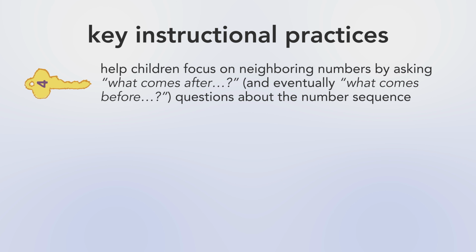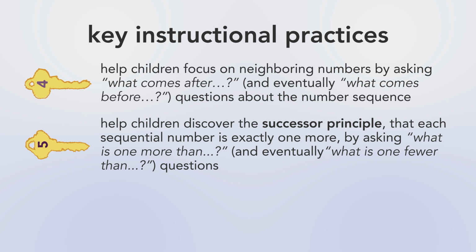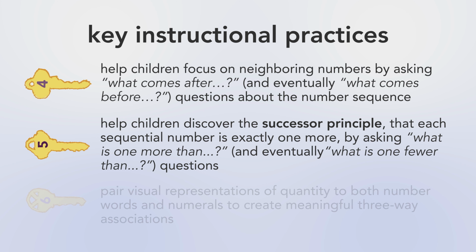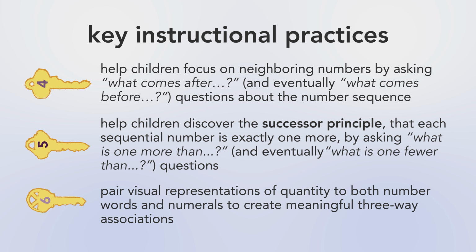Help children focus on neighboring numbers by asking what comes after, and eventually what comes before, questions about the number sequence. Help children discover the successor principle, that each sequential number is exactly 1 more by asking, what is 1 more than, and eventually what is 1 fewer than, questions. Pair visual representations of quantity to both number words and numerals to create meaningful 3-way associations.